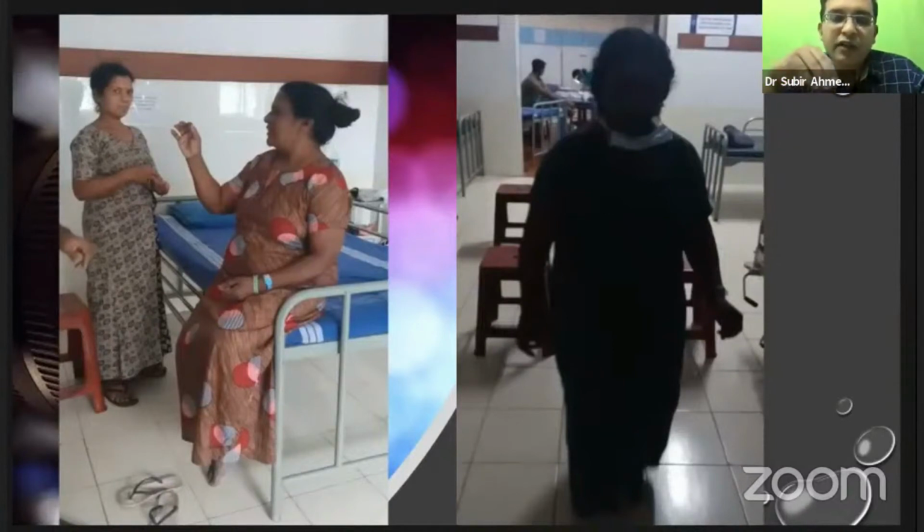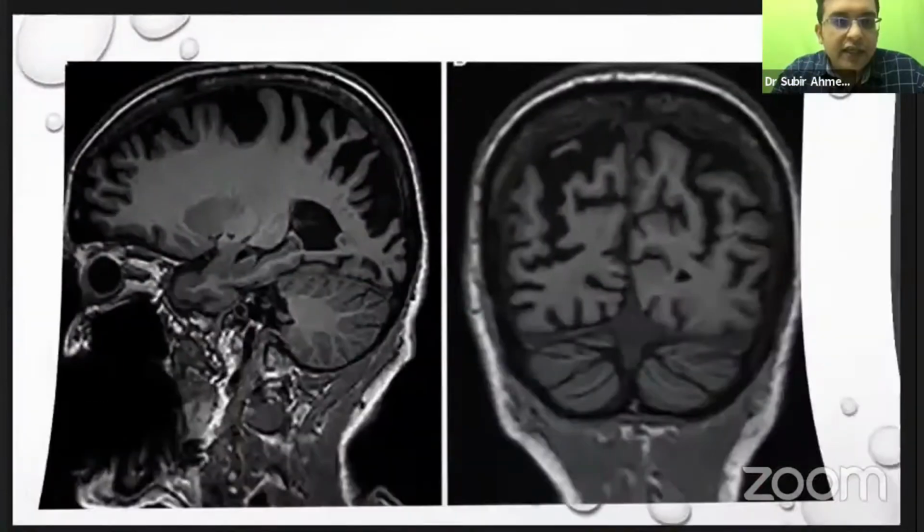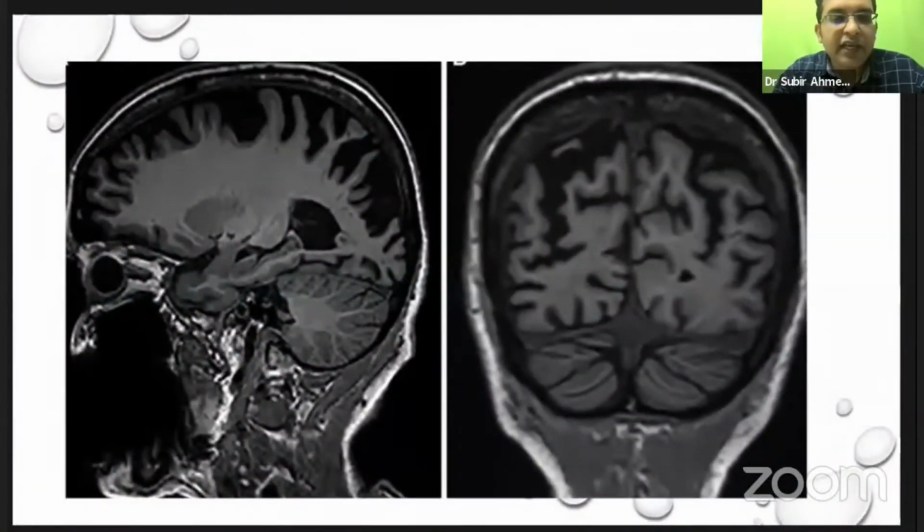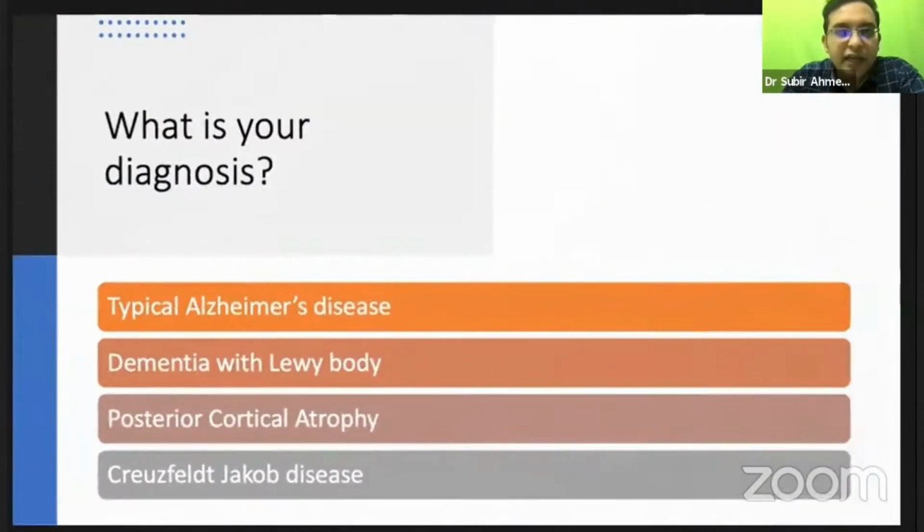she won't notice the chicken or the fish kept at the sides and eats only the food in the center. Later, she was evaluated, an MRI brain was taken, and this is the MRI brain of the patient. So what is your diagnosis, with visual difficulties? Later on, she had memory impairment.